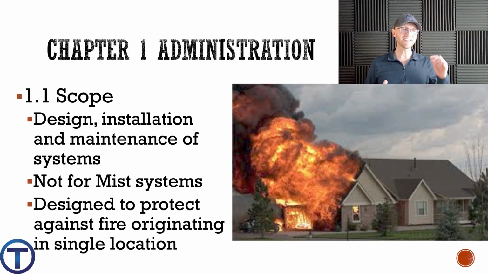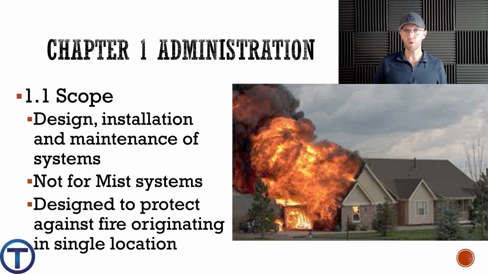1.1 talks about the design, installation, and maintenance of systems and points out that this code is for those purposes and not for the purposes of a mist system. There are other fire suppression systems that use mist. That's not included in here. They got some other thing going somewhere else. This section also points out that this code is designed to protect against fire originating in a single location.